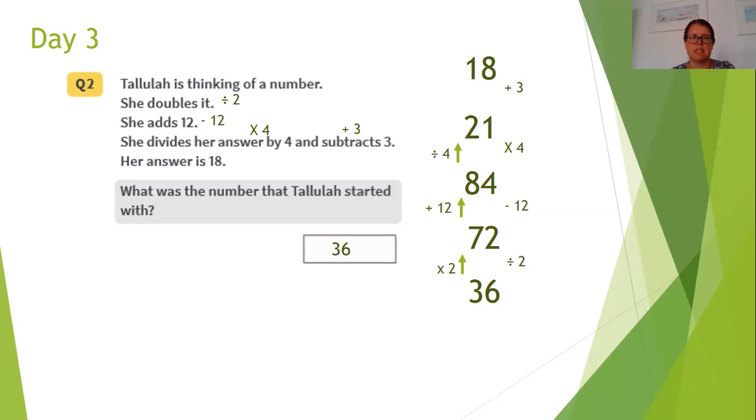And finally, she subtracted 3. So she got 18. So we've proved that 36 was the number she thought of, because we ended up with 18, the same answer as Tallulah.